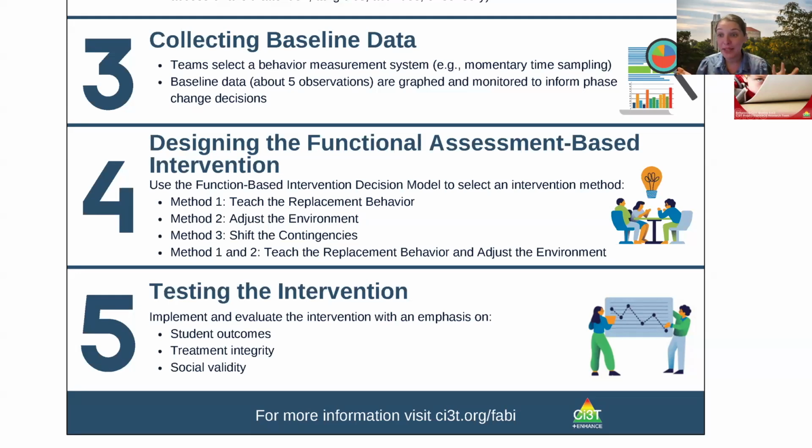And then step 5, we test the intervention. We put it in place and we see if it's working. And we're looking at 3 big pieces there. We're looking at student outcomes. So we continue collecting data just like we did in baseline. We keep collecting data. And what we hope is that that challenging behavior goes down and that replacement behavior goes up.